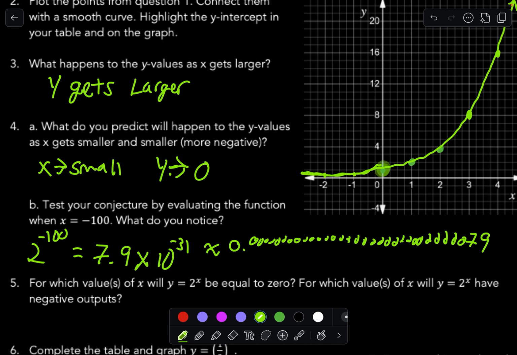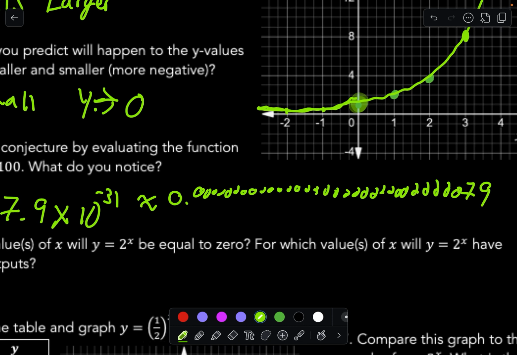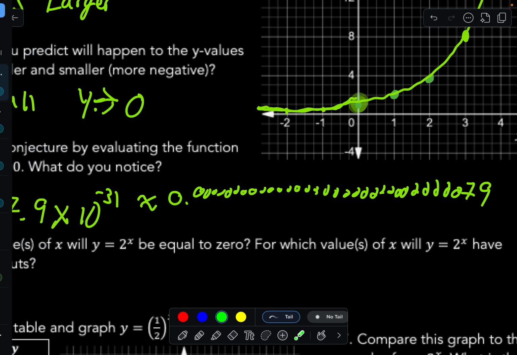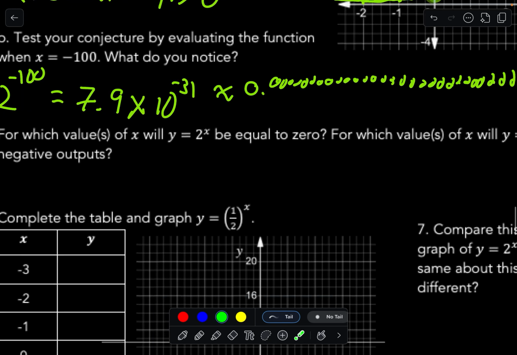Look how many zeros. I had to write them small and messy just to get them to fit. And these last few in the back here don't even look like zeros, but they are zeros. That's how many zeros. That's how small that number is. But notice that number is not negative. That number is just really close to 0. Okay? So, what do you notice?